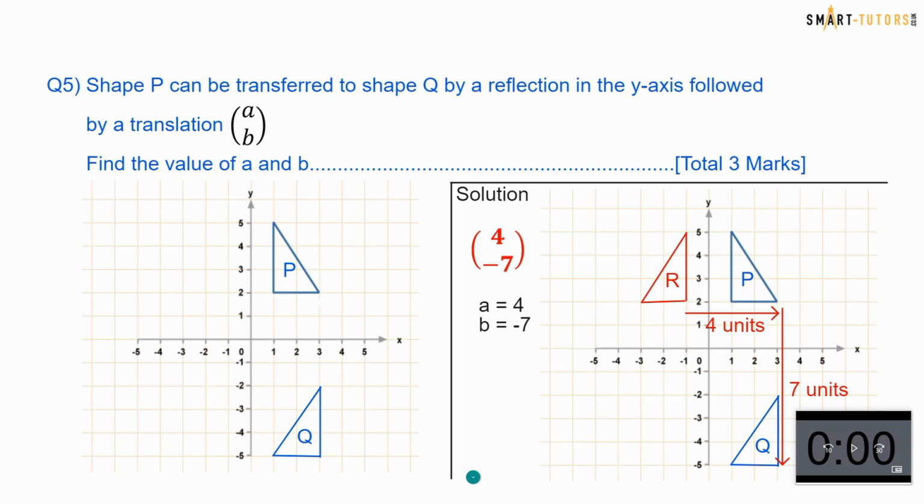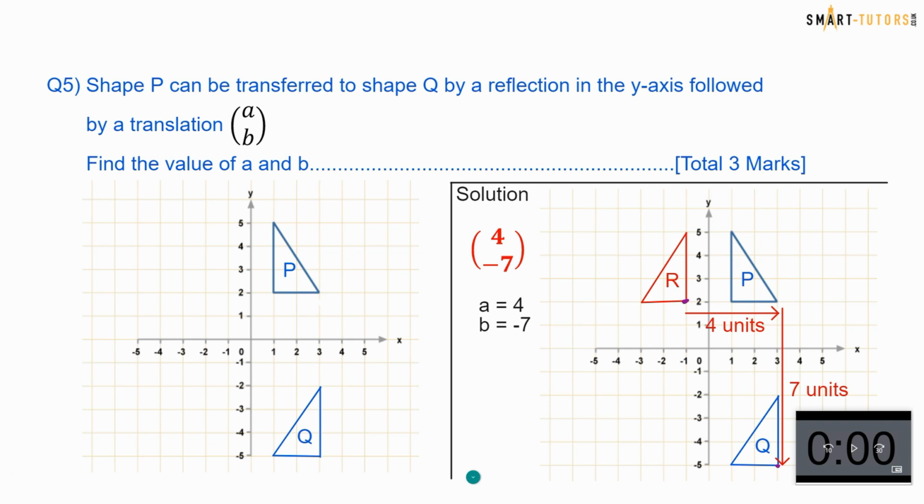First of all, Q can be obtained by a reflection in the y-axis. So you need to reflect the shape P in the y-axis, which is the red colored triangle I drew with R. When you're reflecting, the y-axis is your mirror line, and you reflect one space and one space. Now have a look at this point here. This point is going to be matched with this point.